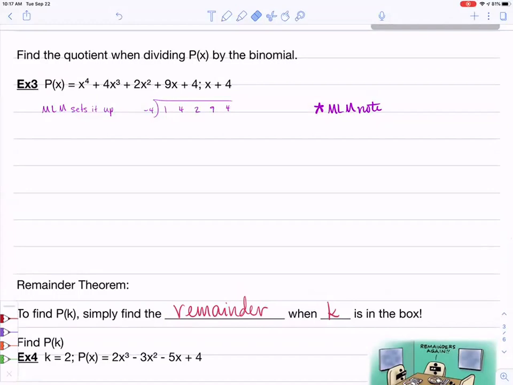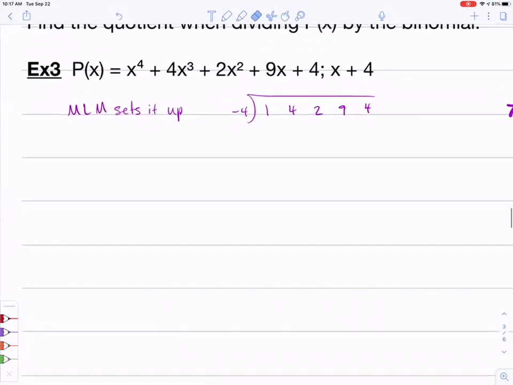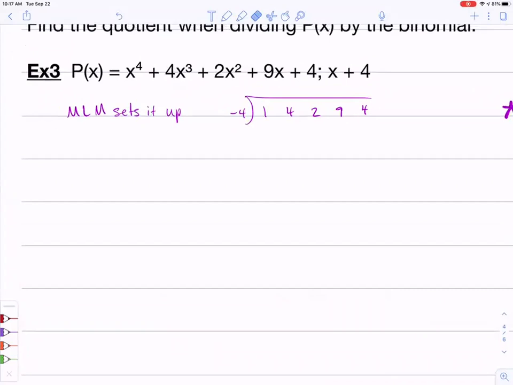Okay. So what happens is that this is the way that MyLab sets it up. Mine is going to look a little different, but you can set it up the way I do it, or you can set it up the way MyLab does it. I don't really care. Okay. So this is how MyLab would set this synthetic division up. I write it a little bit differently, but either way is okay.